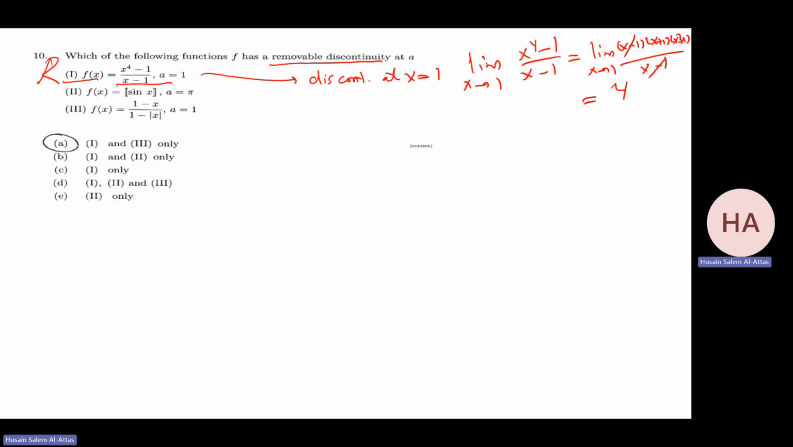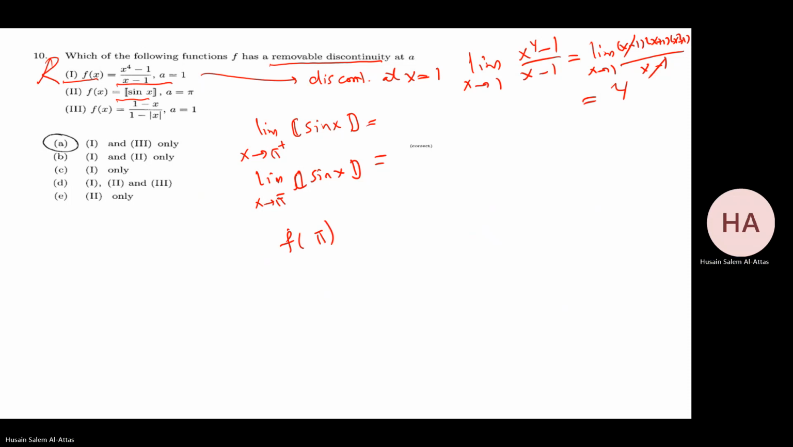The limit exists. This one, we have a discontinuity. Why do we have a discontinuity? I check the limit as x goes to pi from right for this function. I check it from left for the same function. Also, I'll check f at pi. I need to check all of this. Notice this is sine x. I care about pi. This is pi. So what will happen?